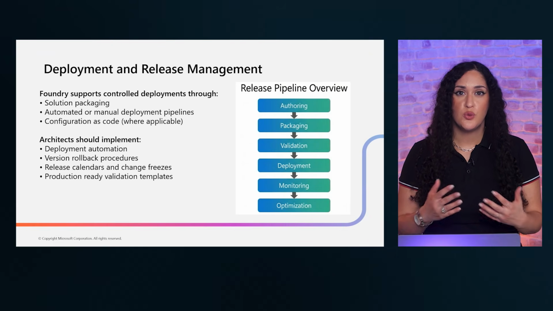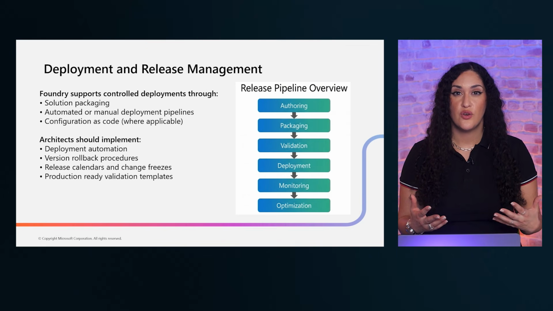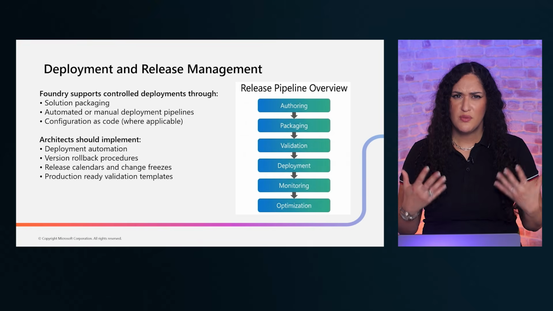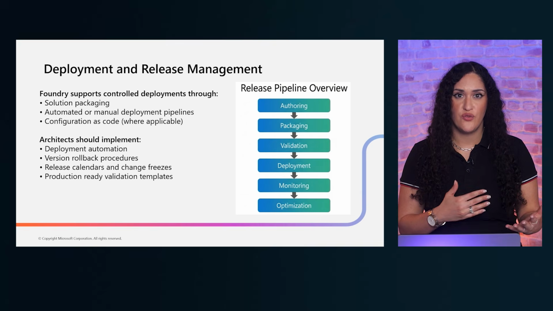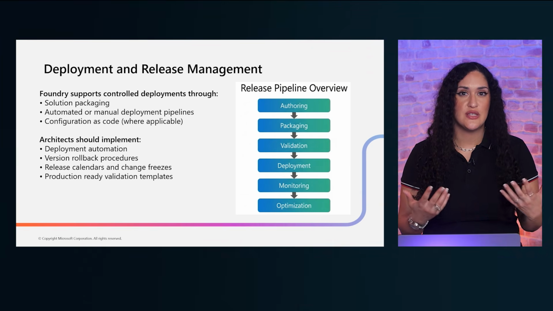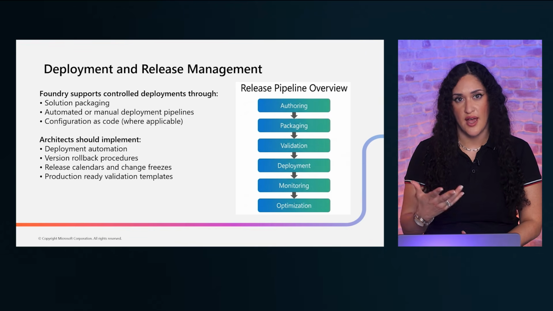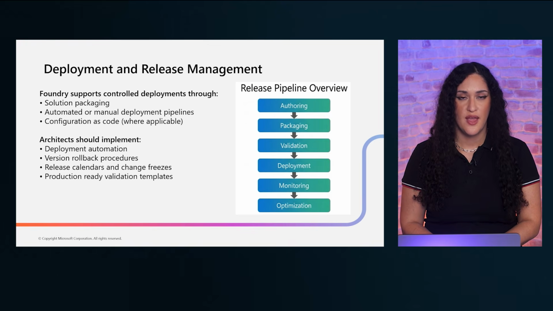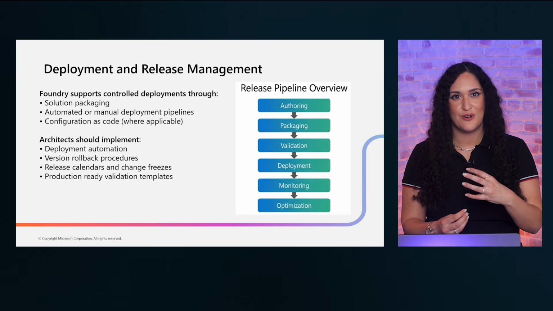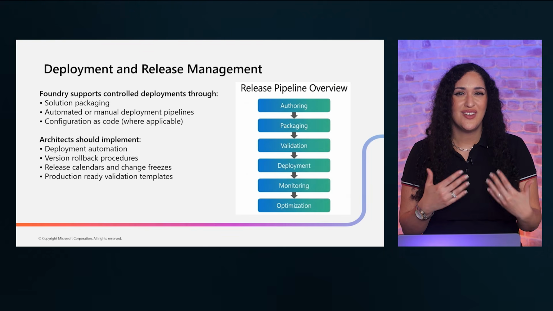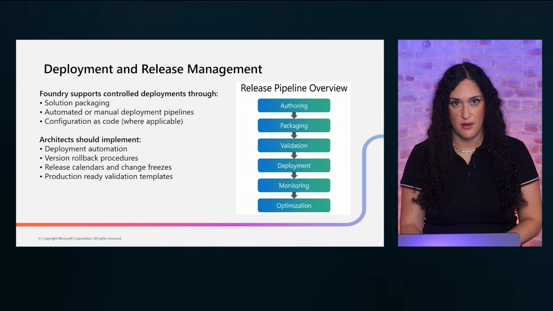Foundry supports controlled deployments through solution packaging, automated or manual deployment pipelines, and configuration as code where applicable. You should implement deployment automation to reduce human error, version rollback procedures for quick recovery, release calendars and change freezes to coordinate across teams, and production-ready validation templates to standardize the pre-deployment checks. The release pipeline moves through authoring, packaging, validation, deployment, monitoring, and optimization. Automation is your friend here. The more you automate, the more repeatable and reliable your deployments become.